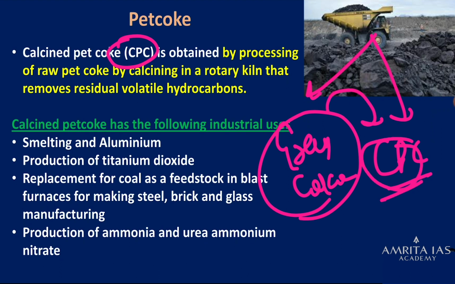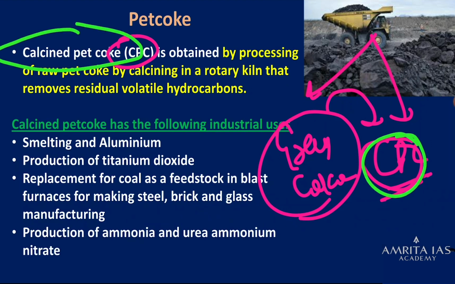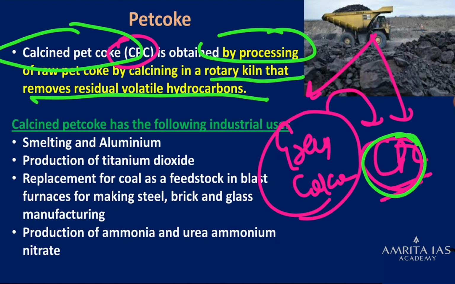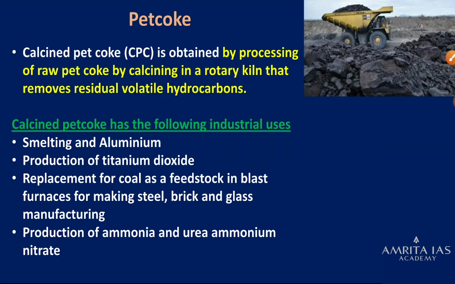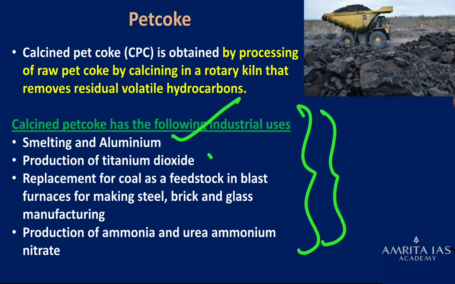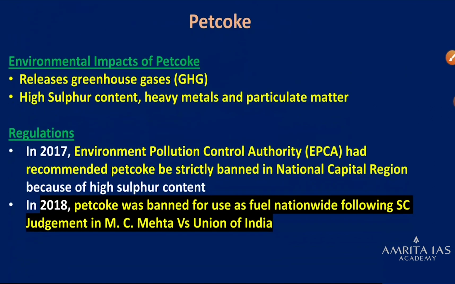The processing of the green coke finally leads to CPC, that is calcined pet coke, which is obtained by processing the raw pet coke by calcining in a rotary kiln that removes the residual volatile hydrocarbons. So some volatile components are removed, and that improves the quality of the pet coke. Then it finds a lot of industrial uses in smelting aluminum, production of titanium oxide, and other things, not very important. But what are the reasons?